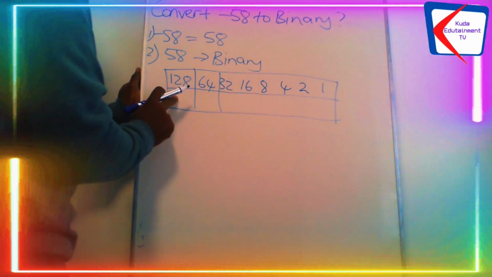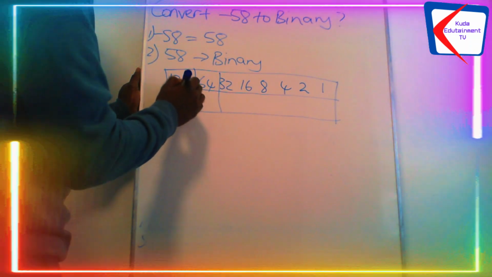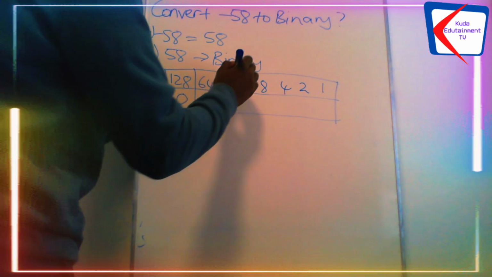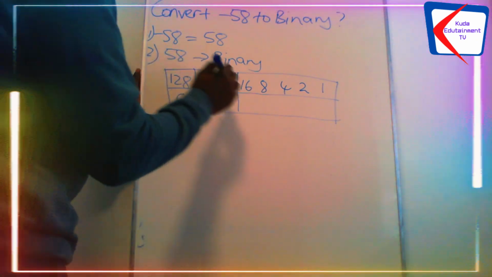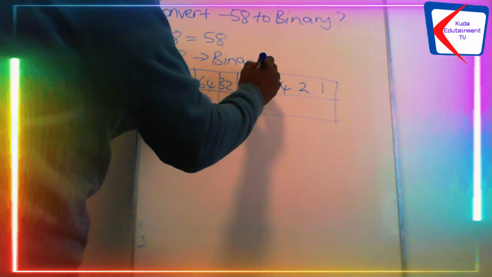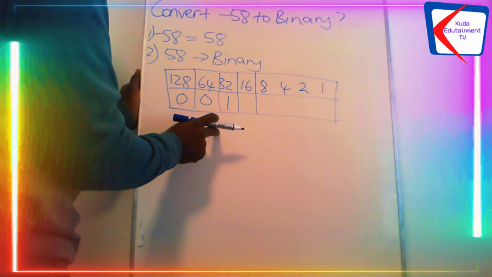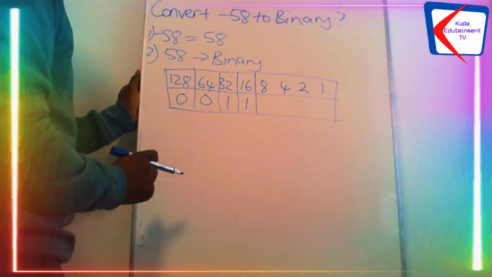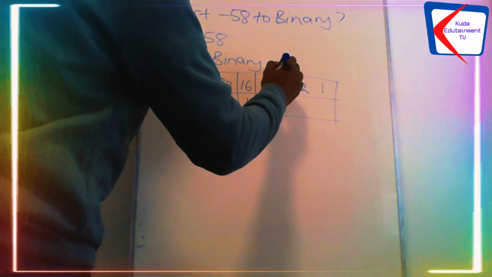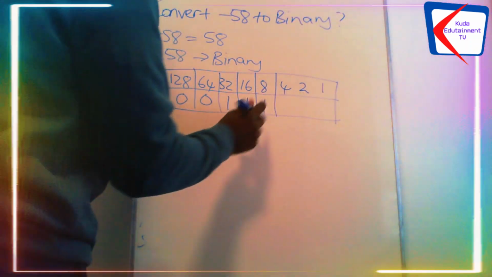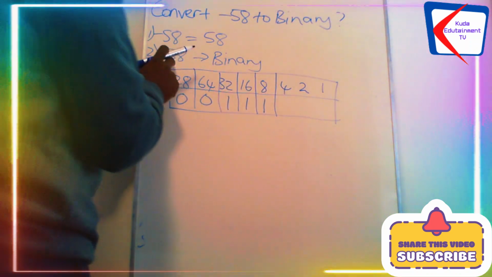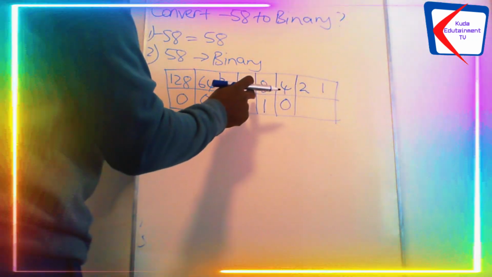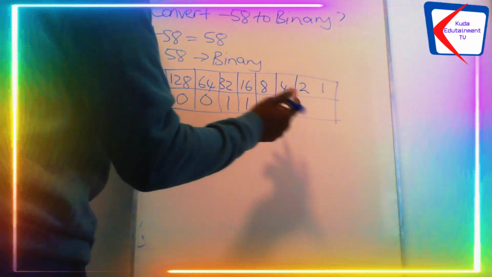In this case, 128 is greater than 58, so we switch off binary unit 128. 64 is greater than 58, so we switch off 64. 32 is less than 58, so we switch on 32. 32 plus 16 is 48, which is still less than 58, so we switch on 16. 48 plus 8 gives us 56, which is still less than 58, so we switch on 8. 56 plus 4 gives us 60, which is greater than 58, so we switch off binary unit 4. And then 56 plus 2 gives us 58.